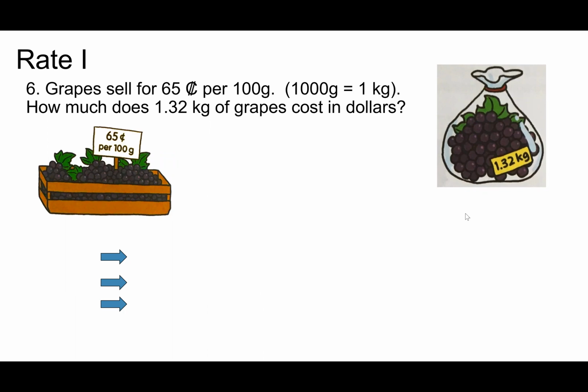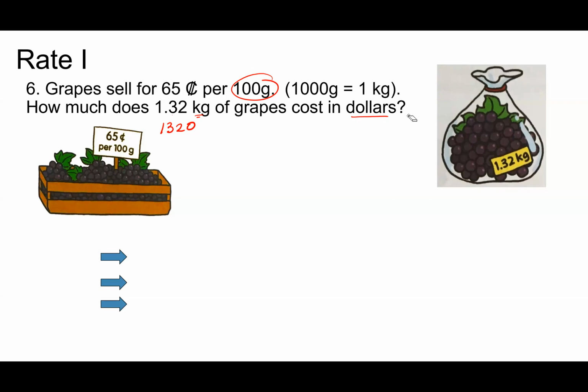Let's start with that. Let's just go ahead and write a grams number up here. What is 1.32 kilograms as grams, Maddie? Good. And we're going to have to do something there because we're given this rate in cents per 100 grams, and they're asking us for a final answer in dollars. So what else do I need to convert here? Elijah? Yeah, we're going to need to convert from cents to dollars, aren't we?